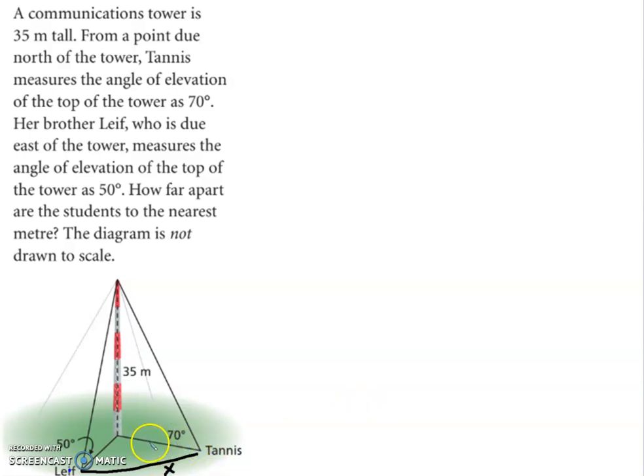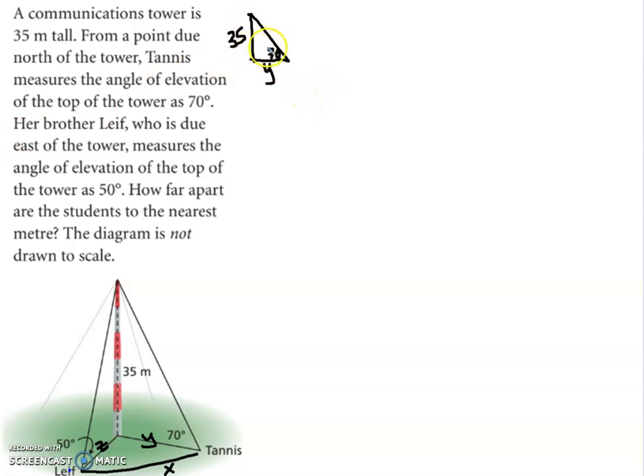Obviously, to find x, we're going to need to know some sort of information about this triangle. So we're really going to have to know this side length here and this side length here, and then we could do the Pythagorean theorem to find x. So really, we have two triangle calculations to complete. Okay, so let's look at this first triangle with Tanis on the corner. So we have 70 degrees. We're going to call this y, and the height is 35.